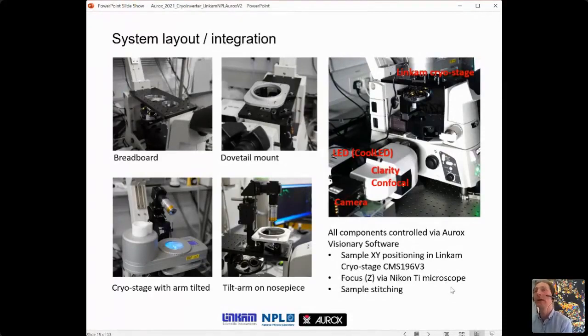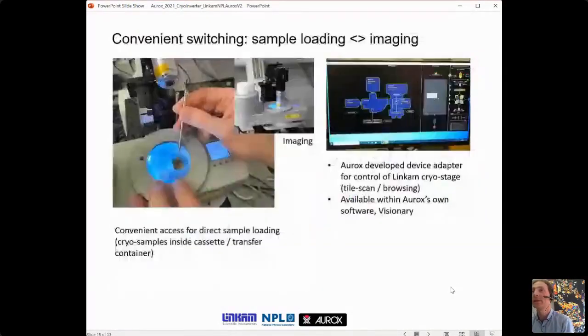This design has been integrated into the Aurox software world, into the Visionary system. So you can also do grid mapping and Z mapping. Z mapping is based on the focus drive on the microscope, and the XY is physically done by the cryo stage, but controlled by the Visionary software.